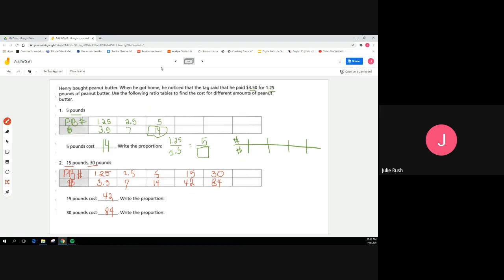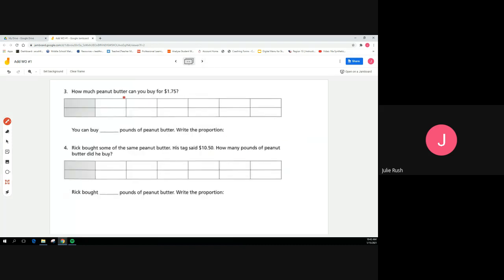There we go. All right, let's see about 3 and 4. So 3, now we're seeing how much we can buy for $1.75. And here we're seeing how many pounds of peanut butter we can get for $10.50. So that means peanut butter is here. The money is here. Always going to start with my given ratio, guys, because maybe this was the only problem I got. Like so. Oh, wait. 1.25 and 350.